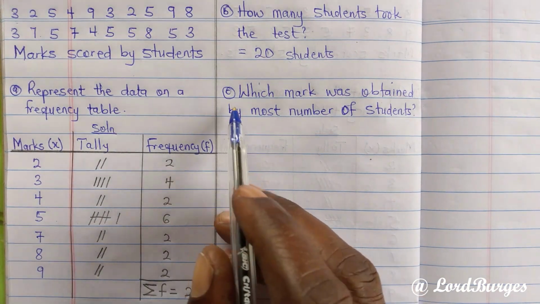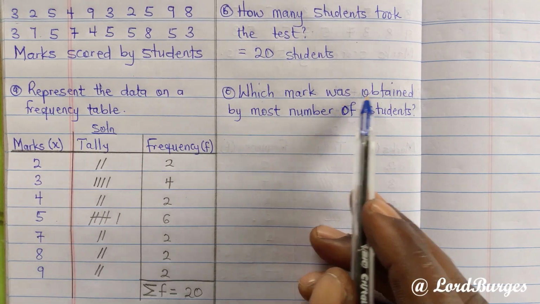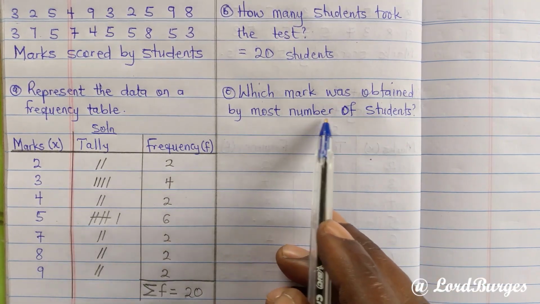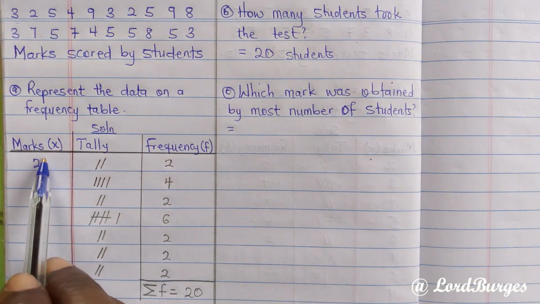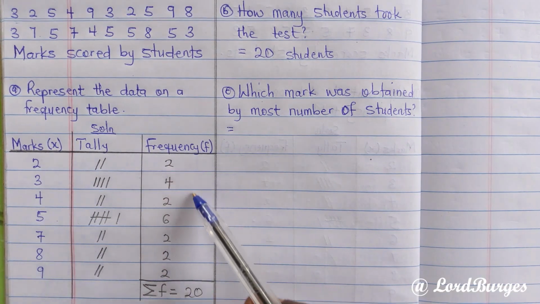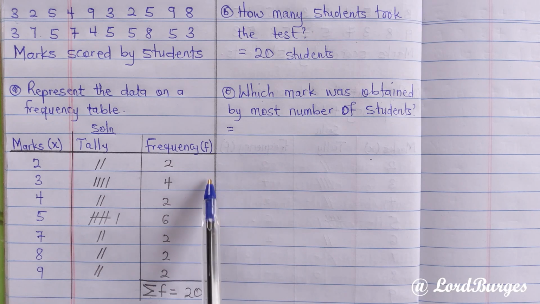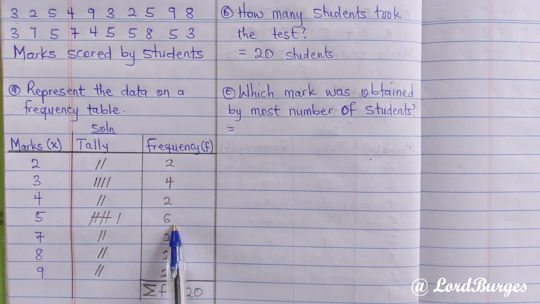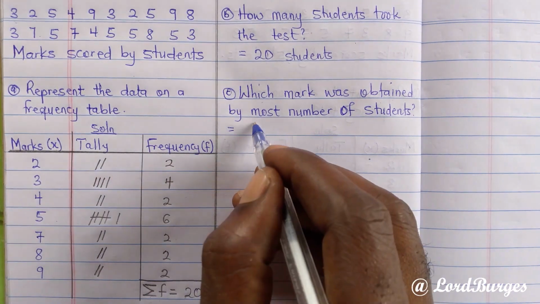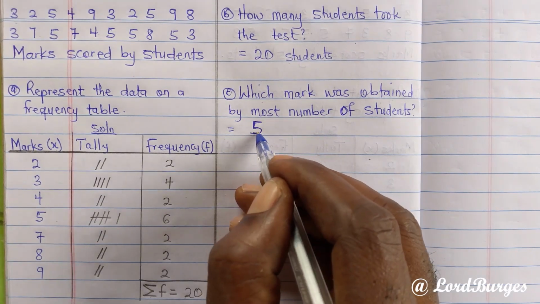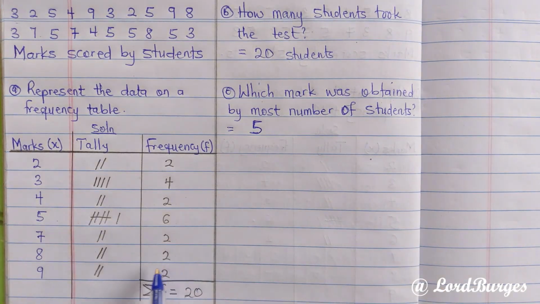So the C says, which mark was obtained by most number of students? When we look at all the marks over here and their corresponding frequencies, the highest frequency is 6, which means that is the mark that most of the students had. So that mark becomes 5. Therefore, 5 was the mark that most of the students obtained.